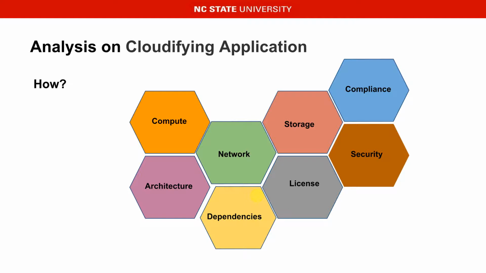So now, how we are going to do this is basically we analyze various aspects of the app, such as the compute, the network, storage, compliance, security, license, dependencies, and the overall architecture of the app. And based on the customer's answers to the various questions within every aspect, we assign certain scores and classify the application and email a final result to the user.